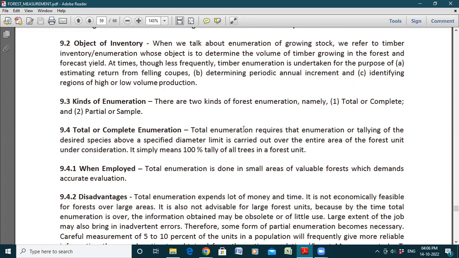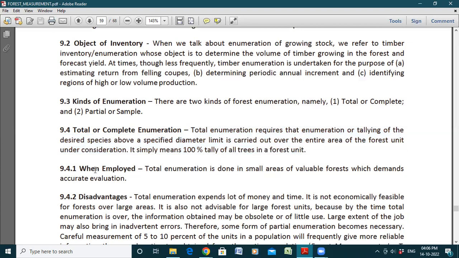Total or complete enumeration. Total enumeration requires that enumeration or tallying of the desired species above a specified diameter limit is carried out over the entire area of the forest unit under consideration. It simply means a 100% tally of all trees in a forest unit. So total or complete enumeration means counting all the trees above a specified diameter limit, that is, a tally of all trees in a forest unit.